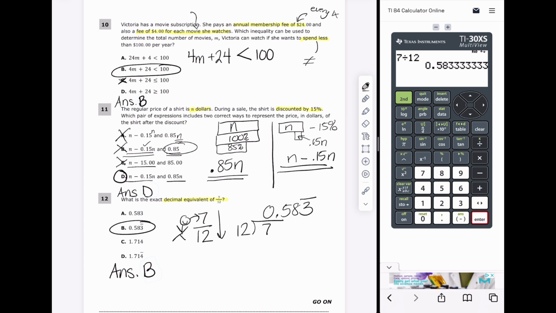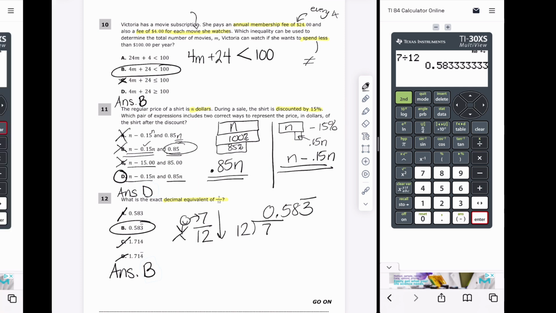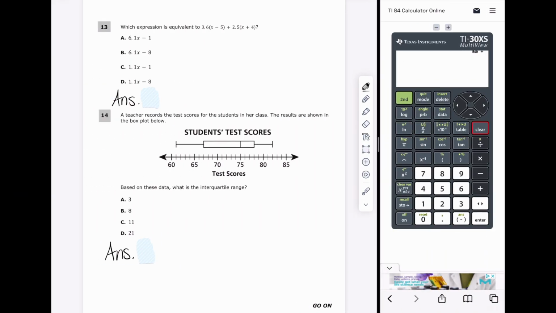It can't be A because you can see it didn't have that little bar. And the other two was if you had flipped it around the other way. So C and D is if you would have done 12 minus 7, which doesn't make any sense. All right, hit pause and jot this down into your notes. All right, let's move on to the next page.